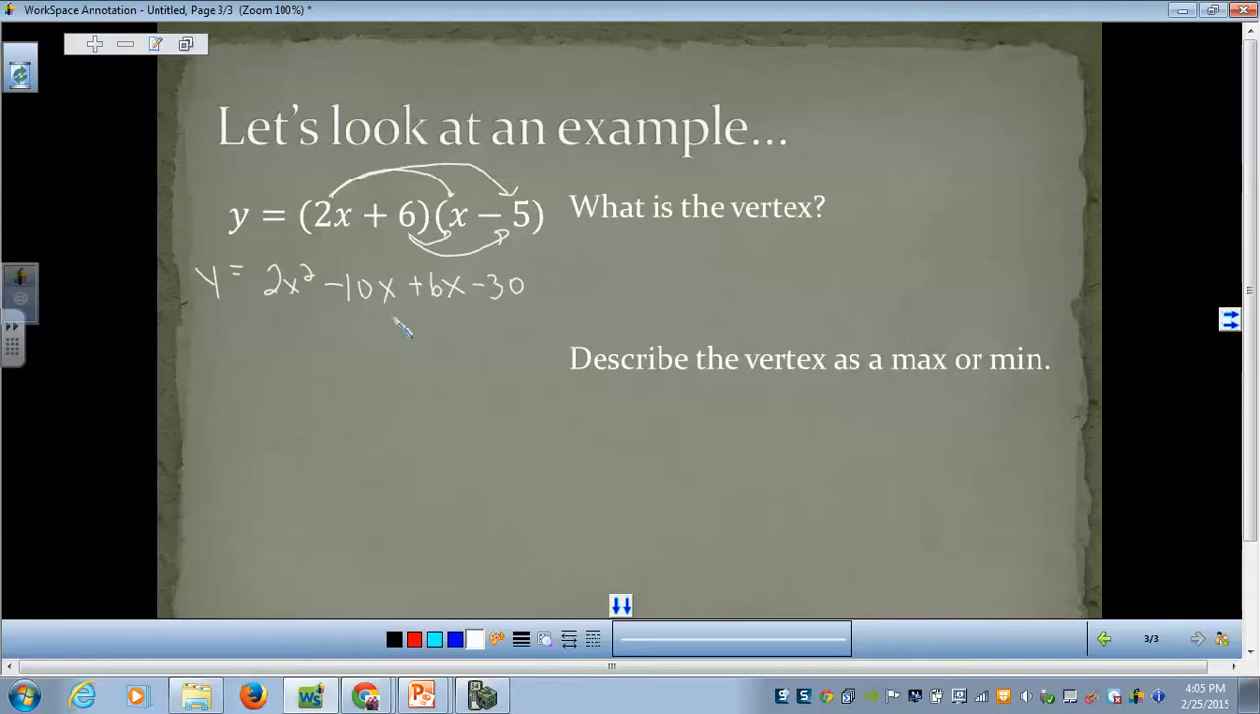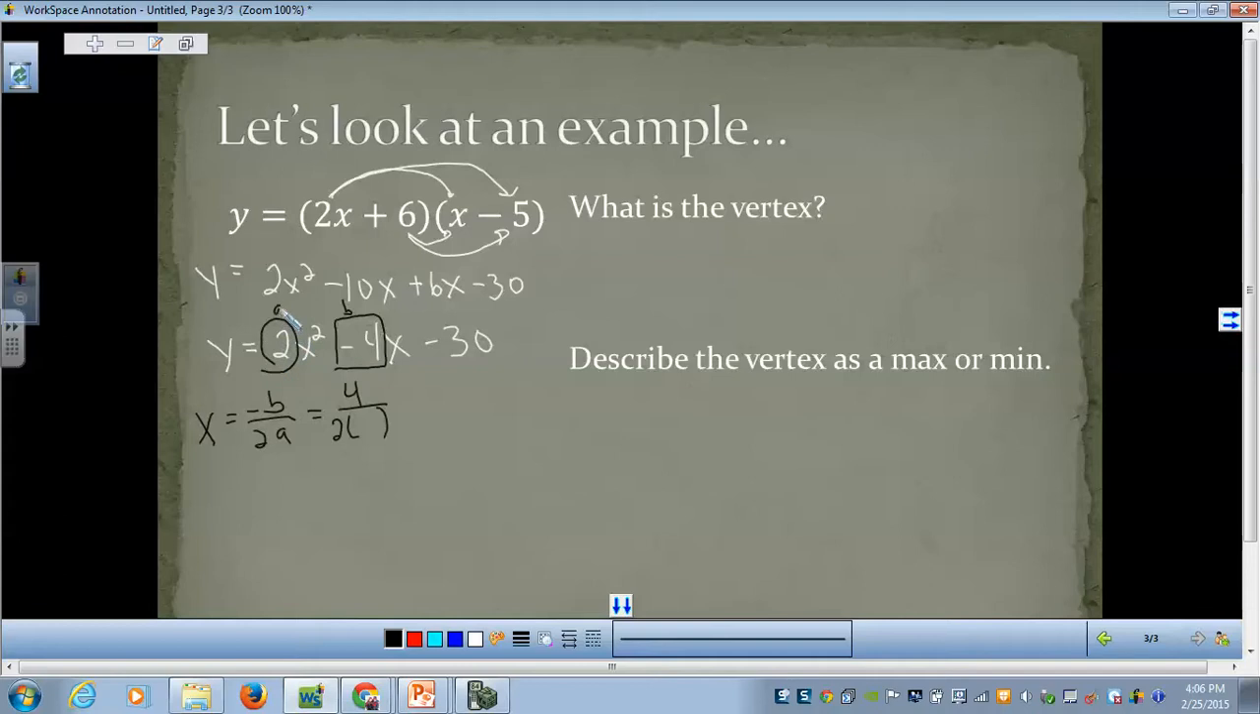We're going to combine our two like terms here. We have two linear terms. So 2x squared, negative 10x plus 6x is negative 4x, and then I have my minus 30 here. So now we are in standard form, and we can jump right to what we've discussed in class, the opposite of b divided by 2a. I know b is always the coefficient of my x term, so it's negative 4, and the opposite of negative 4 is positive 4 for our numerator. I'm going to have 2 times a, and a is always the coefficient of the x squared term. That's 2, so I get 4 divided by 4, which is 1. So we have half of our vertex.